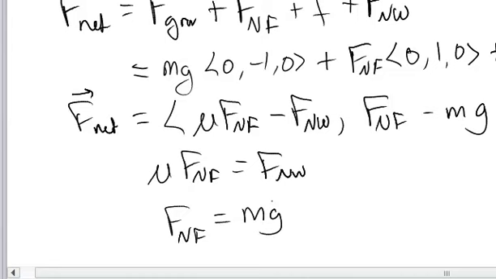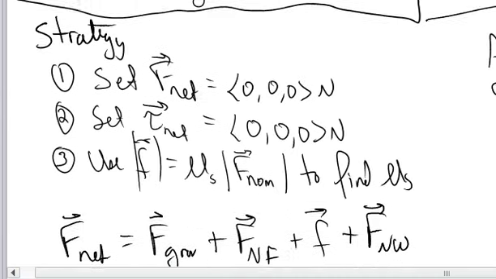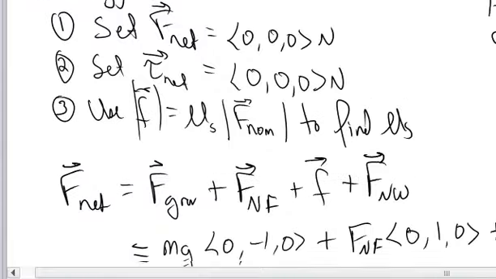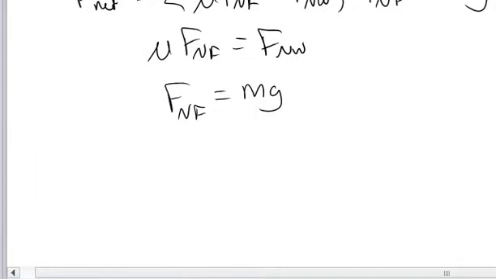So, unfortunately, this doesn't help us calculate mu. We don't have quite enough information to find what mu is. So we need another set of equations. And we're going to get those from our extended body diagram. So, torque net here.